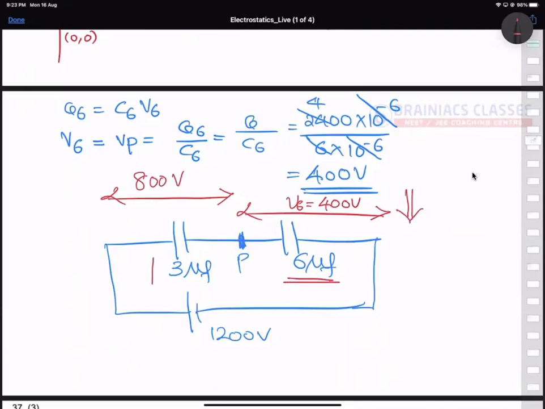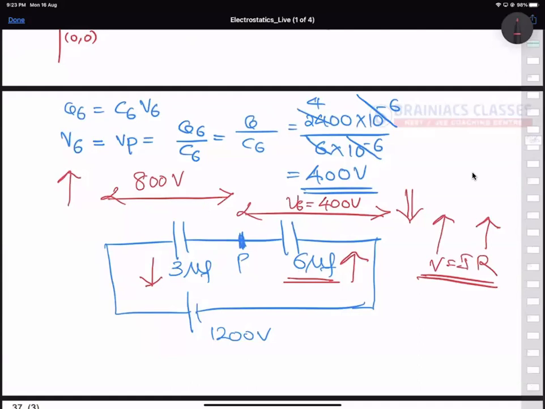This is the 3 microfarad capacitor. So 3 microfarad means less capacitance, more voltage. More capacitance, less voltage. The inverse relation. So this is against our resistance concept. Resistance higher, we know according to Ohm's law, V is equal to IR. V is equal to IR means more resistance, more voltage.